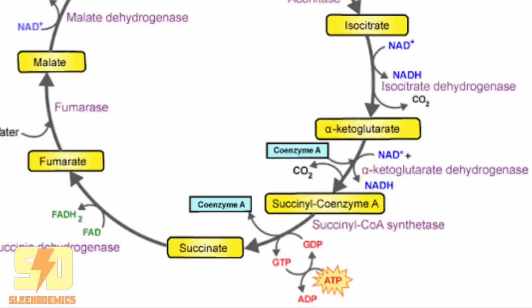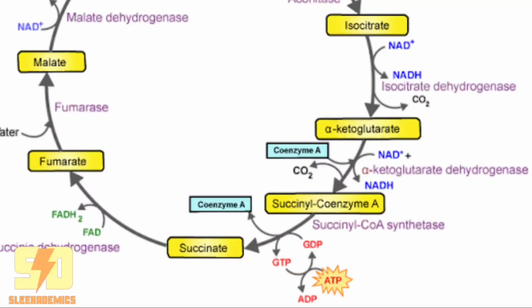Now, our alpha ketoglutarate, a 5-carbon molecule, is converted to a 4-carbon molecule. But then this molecule gains an extra attachment we call coenzyme A, giving rise to succinyl coenzyme A. It loses the extra carbon by loss of CO2, and this process also involves the conversion of NAD+ to NADH, and it is facilitated by an enzyme known as alpha ketoglutarate dehydrogenase.